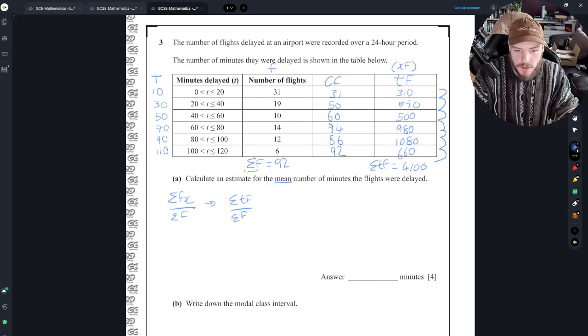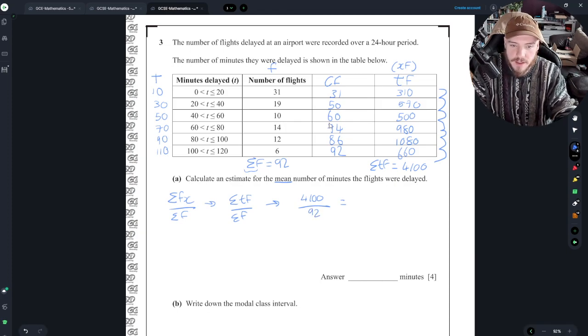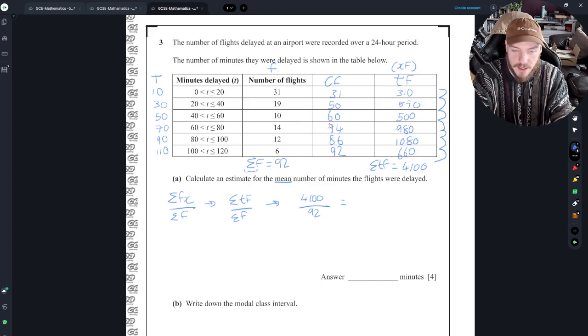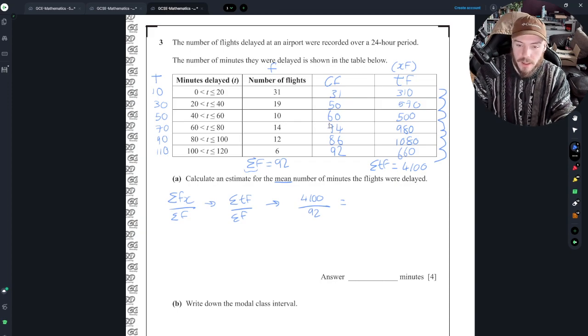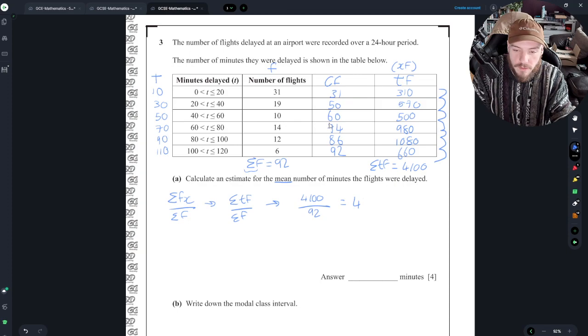Okay, so all we need to do is populate our wee formula here. So 4,100 on top, sigma F is 92. So we divide by 92, and that will give us the mean number of minutes that flights are delayed. So 4,100 divided by 92 will give us an answer of 44.56 minutes.